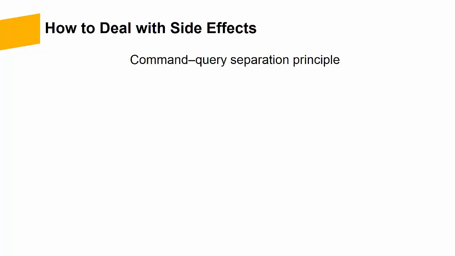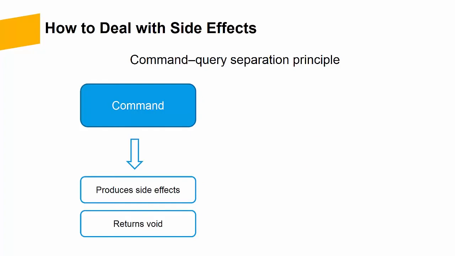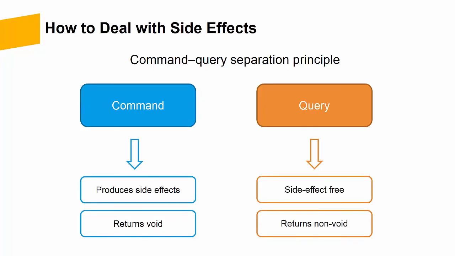The first one is the command query separation principle. This principle stands for separating your methods into commands and queries. So commands are methods that produce side effects and they don't return anything. Their return type is void. And queries are methods that are side effect free and they return something. So the idea behind this principle is that by separating your methods into commands and queries, you can clearly say if a method incurs side effects just by looking at its signature.